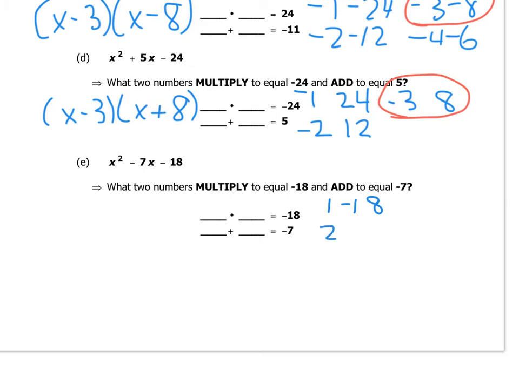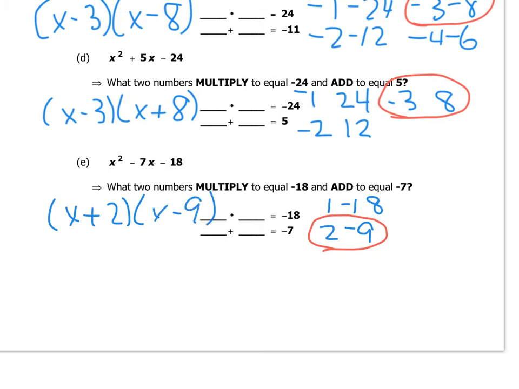Then we have 2 and 9. The bigger one would have to be negative. 2 and negative 9 adds up to negative 7. We don't even need to get to 3 and 6 because we have already found the numbers that are going to work for us. So what that means is that our factors are x plus 2 and x minus 9.